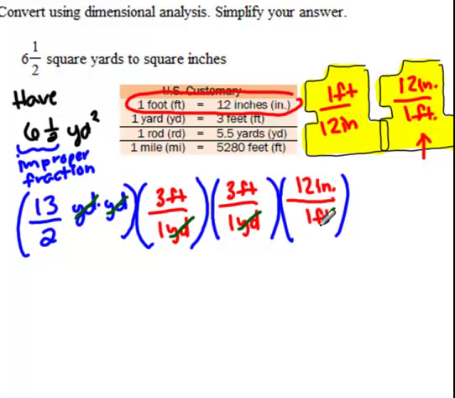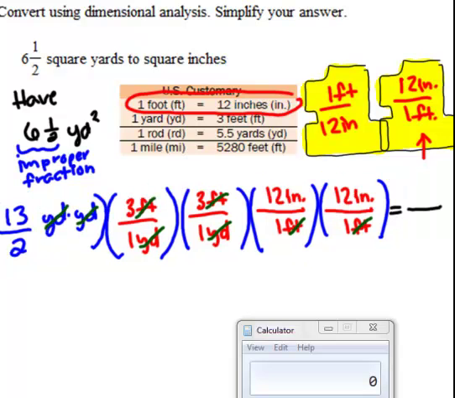So this foot cancels with this foot. We need to do this again because we have another foot on the top that needs to cancel. So if we multiply one more time, this foot cancels with this foot, and now we're in inches times inches, or inches squared. And so we're ready to multiply straight across. And so we have 13 times 3 times 3 times 12 times 12.